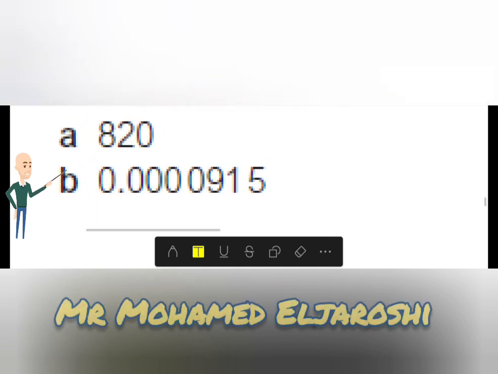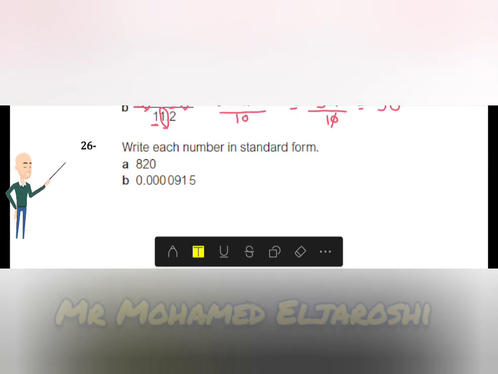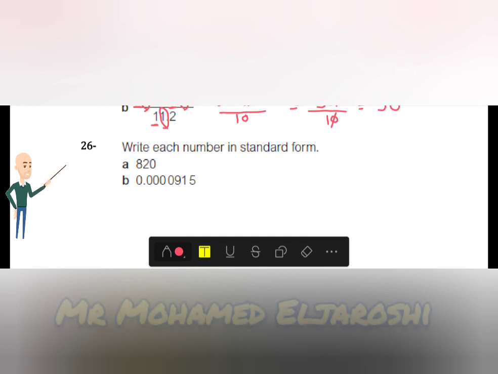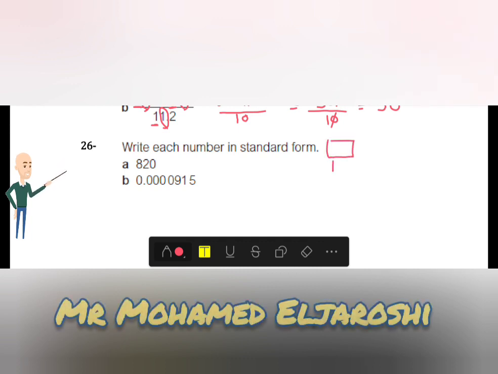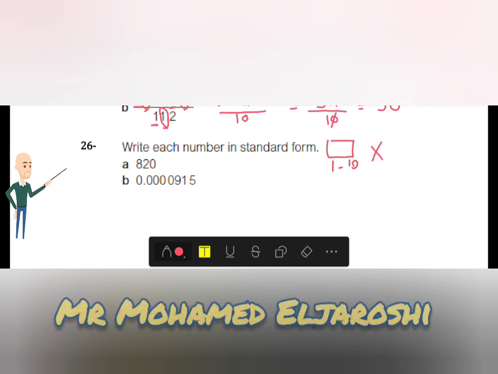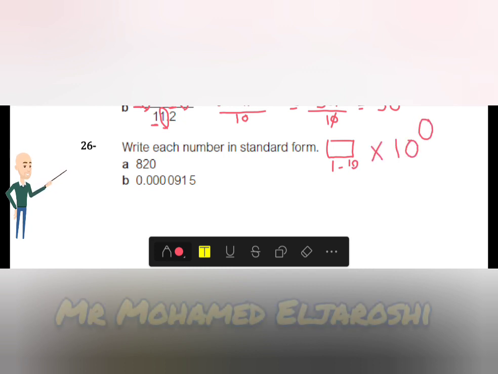Now, we said that a standard form is what? It's a number between 1 and 10. Let's write the rule here. It has to be between 1 and 10 multiplied by a 10 with a power.